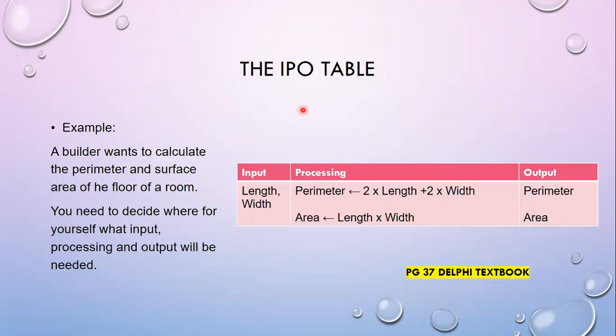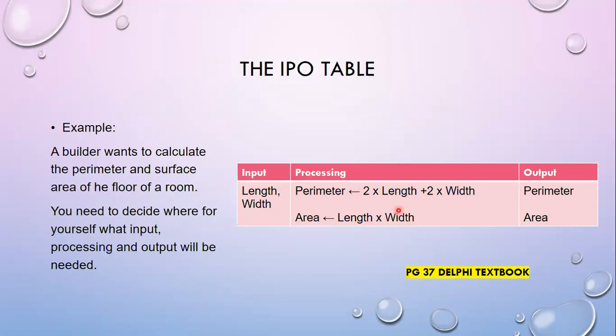Okay, so let's take an example here. A builder wants to calculate the perimeter and surface area of the floor of a room. You need to decide for yourself what the input, the processing, and the output is. So my input is going to be length and width. If I'm looking at just the perimeter, say I want to draw a line around the edges of my classroom, then I'm going to use perimeter. If I want to paint my classroom, I'm going to need area.